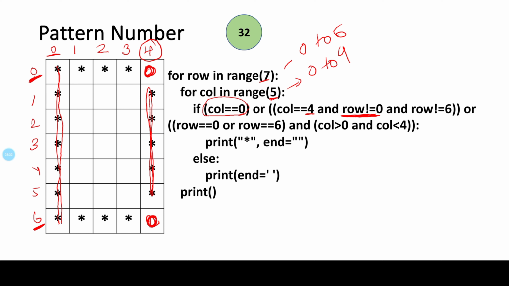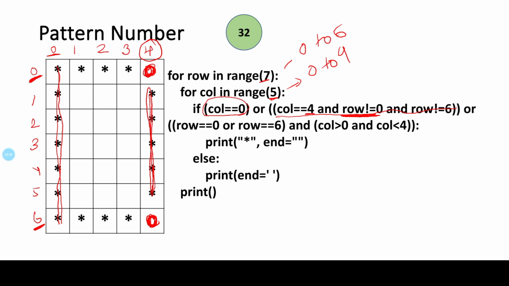So till now we have tackled the column stars, right? The first one is very easy: for column 0 we want stars at each row. But when the column is equal to 4, we do not want any star when the row is equal to 0 and the row is equal to 6, right? So we have written this condition for the column stars.